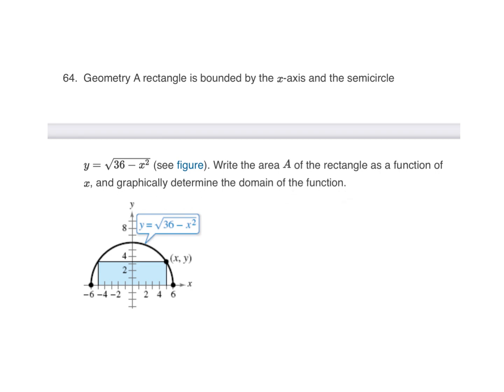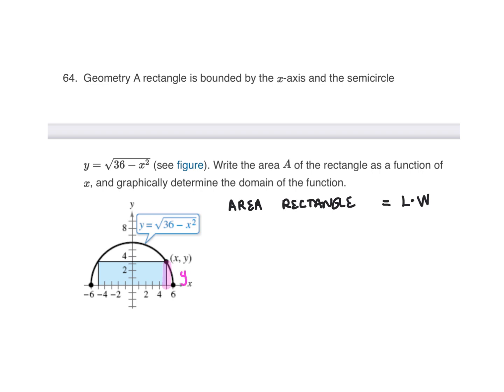So first we have to think about the area of a rectangle. Area of a rectangle equals length times width. Okay, so let's try to figure out what we have here. We have x and y as a point, and then we have y equals the square root of 36 minus x squared. So remember that y is that height.